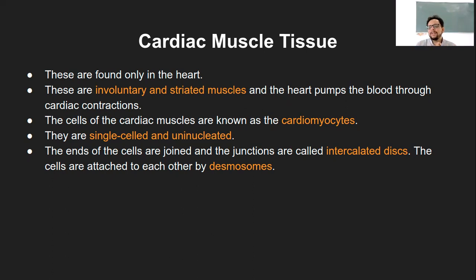They are attached to each other by a structure which is called a desmosome. Now this is again one of the specific characteristics of these cardiac muscle cells, which have certain proteins which are attaching to their movement and allowing that contracting and relaxing ability.